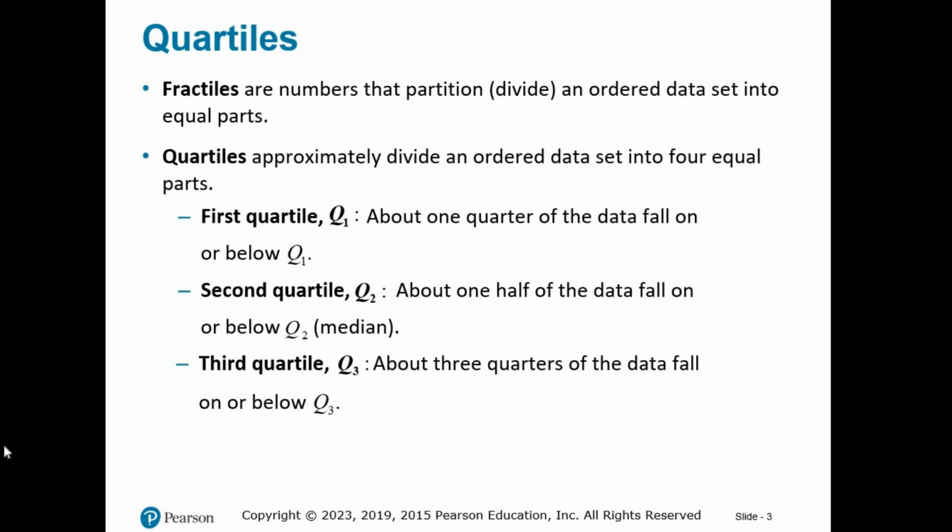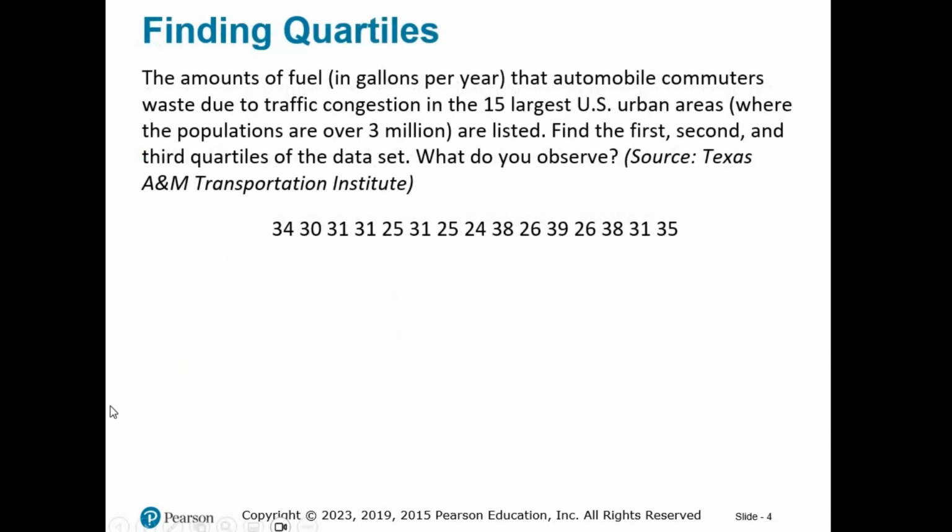The following example will help illustrate this idea. Each year in the U.S., commuters waste fuel due to traffic congestion. Listed are the amounts of fuel, in gallons per year, that are wasted per year in the 15 largest U.S. urban areas. Find the first, second, and third quartiles of the data set.